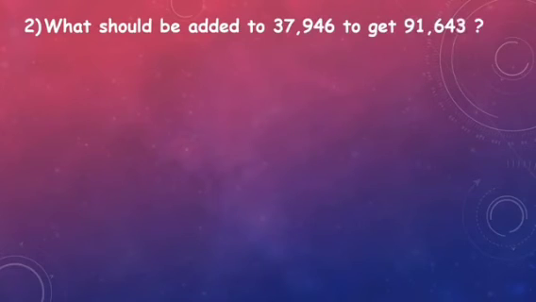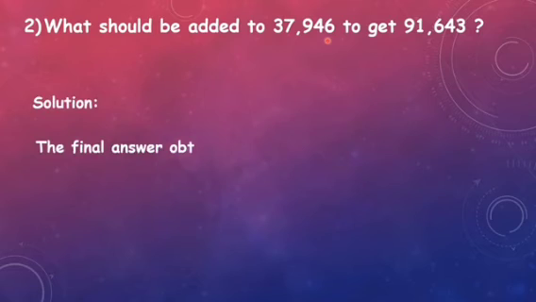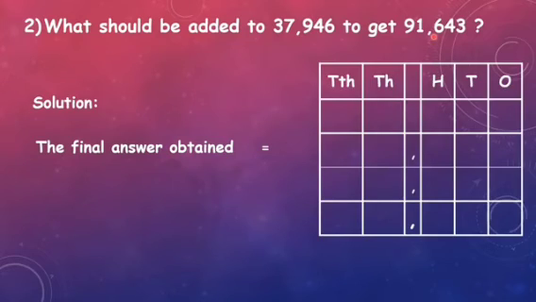The second problem. What should be added to 37,946 to get 91,643? Children, understand the problem here properly. Some number should be added to 37,946 to get 91,643. So the solution, the final answer obtained is how much? This number, correct? So we will have the place value chart written so that it's easier for you to calculate.